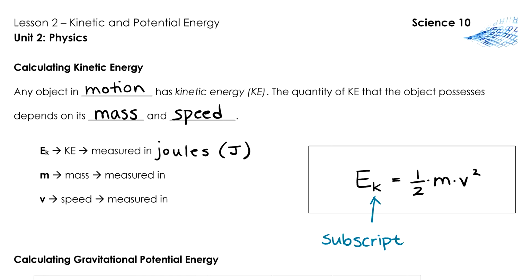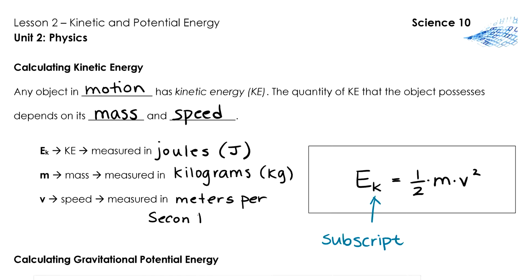m represents the mass of the object, which is measured in kilograms, which we abbreviate as kg, both lowercase. And v is the speed of the object measured in meters per second, which we abbreviate as m/s for meters per second. I'm going to highlight this formula because it's really important, as are all of the quantity and unit definitions.